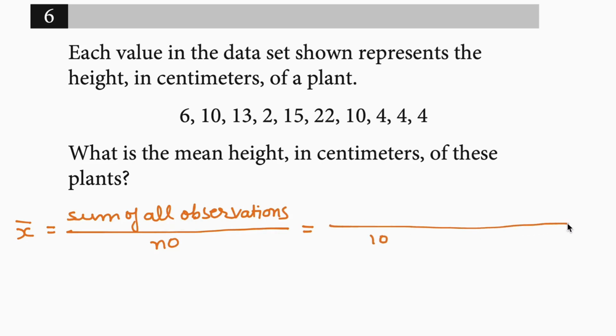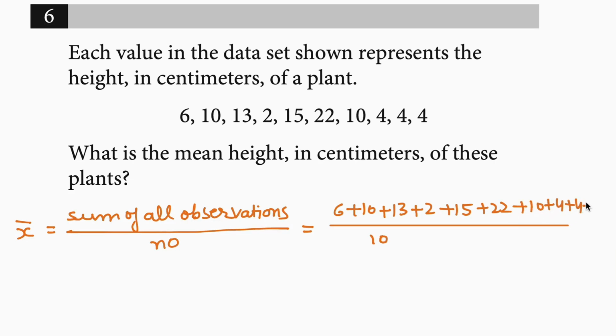And what is the sum? 6 plus 10 plus 13 plus 2 plus 15 plus 22 plus 10 plus 4 plus 4 plus 4. Okay, use the calculator. It's 90 by 10, so that is equal to 9. So our answer is 9. Just an extra note, I want to tell you one more extra point.